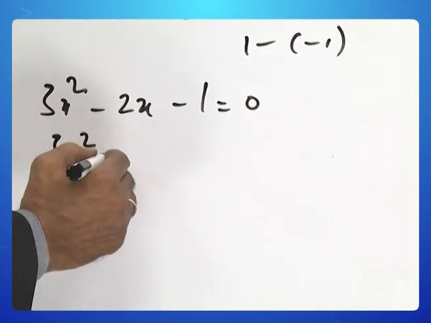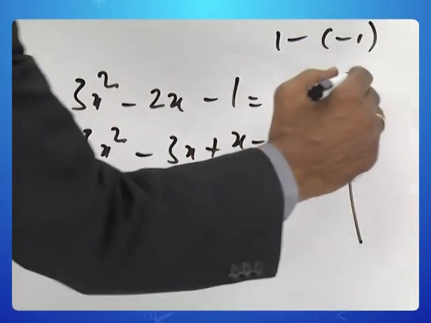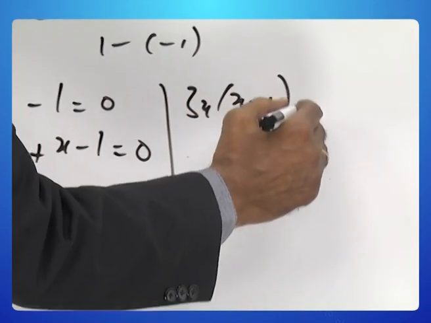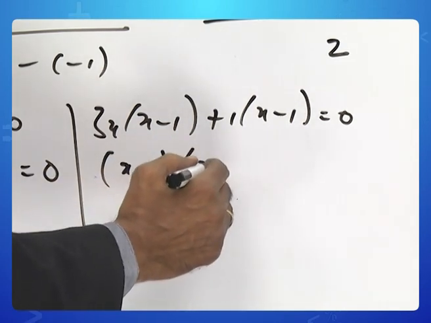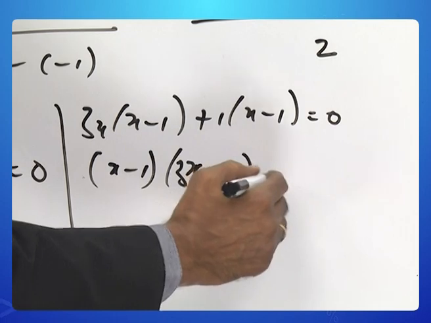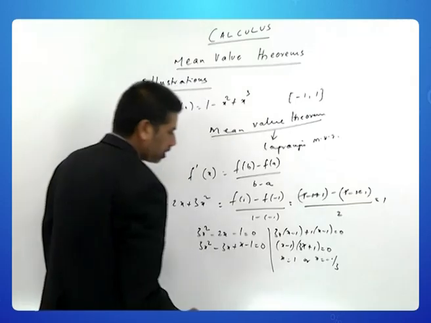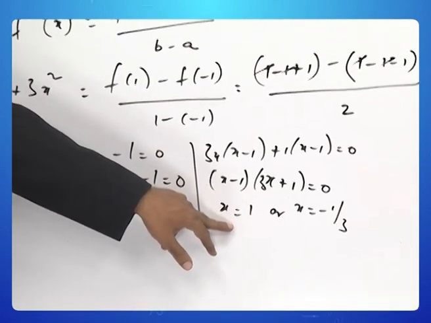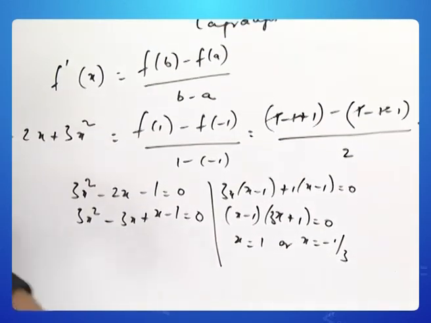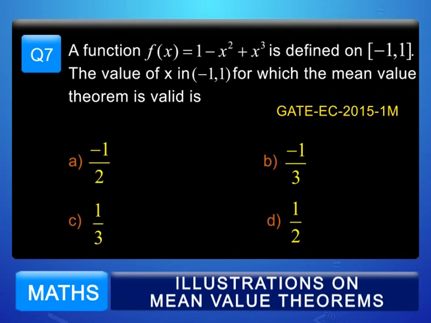This can be easily factorized. 3x square minus 3x plus x minus 1 is 0. So 3x into x minus 1 plus 1 into x minus 1 is equal to 0. x minus 1 into 3x plus 1 is equal to 0. x is equal to 1 or x is equal to minus 1 by 3. But we have to make a choice. x is equal to 1 is ruled out because we are looking for the value of x in the open interval minus 1 to plus 1. This is an endpoint, therefore this is invalid. So this is the acceptable solution which corresponds to option B.